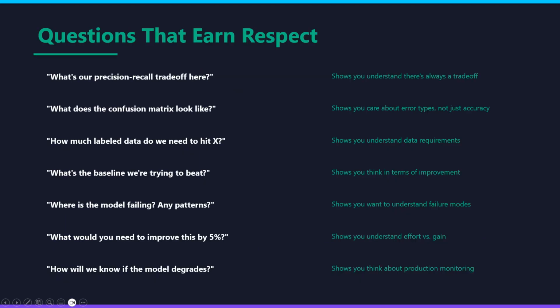Now let's talk about the questions. The right question signals competence, right? The wrong question signals ignorance. So here are 7 questions that will immediately earn some respect from your data science team.